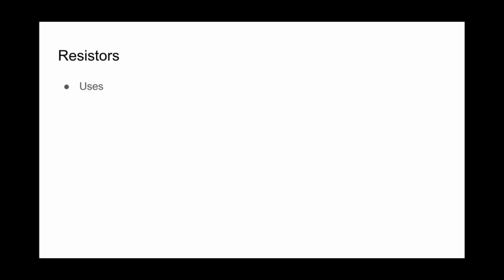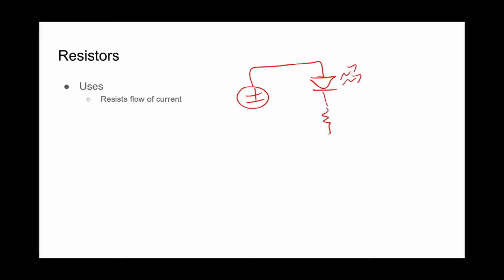Let's talk about the uses next. Like we said before, they resist the flow of current. This is pretty straightforward, although it may seem counterintuitive, and you might wonder why that's useful. Let's use a simple example of an LED. A typical LED circuit will look like this.